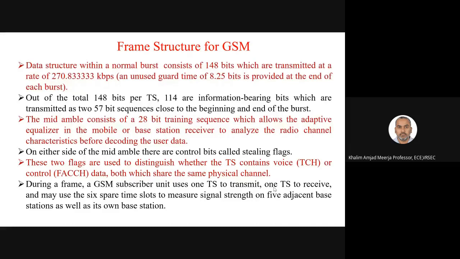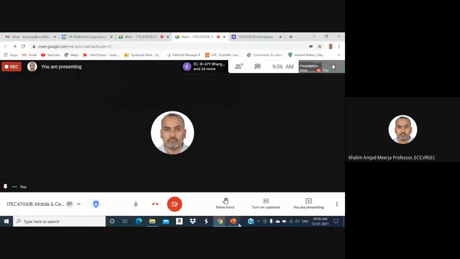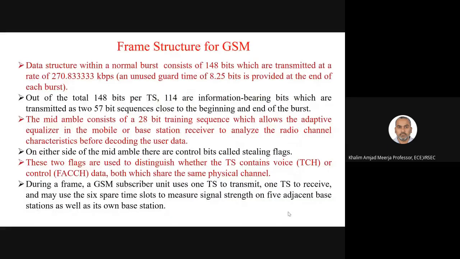The data structure within a normal burst consists of 148 bits, which are transmitted at a rate of 270.833 kilobits per second, and an unused guard time of 8.25 bits, which is provided at the end of each burst. Out of the total 148 bits per time slot, 114 are information bearing bits, which are transmitted as 57-bit sequences close to the beginning and end of the burst.